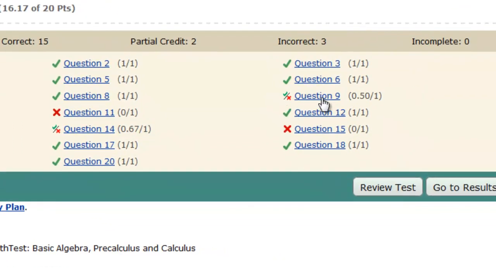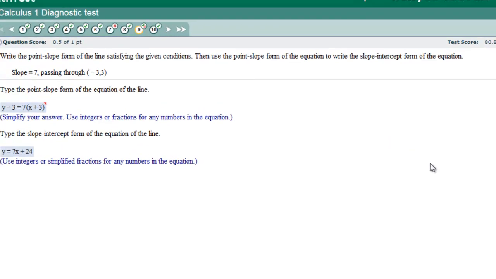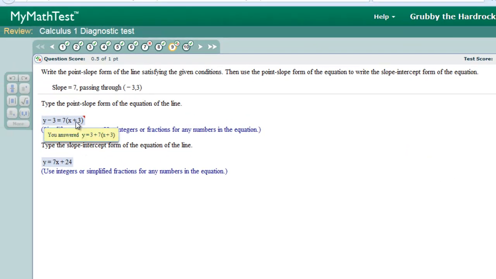And I can see right there, there's my 2/3 credit. I'm guessing based on problem 9 that it had 2 parts and I got one of them right. And so if I click on problem 9, 2 parts, I got the first one wrong, but I did get the slope-intercept form of the line correctly.